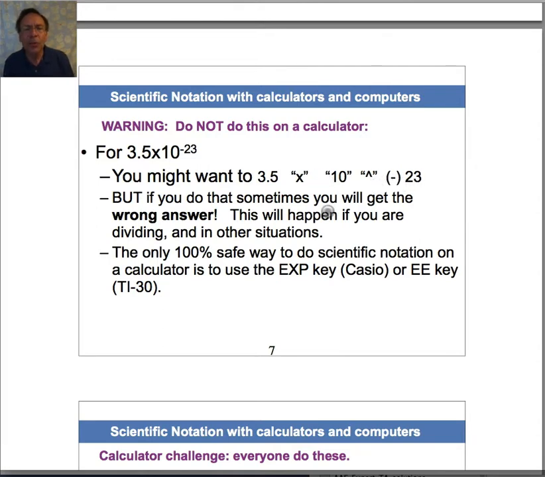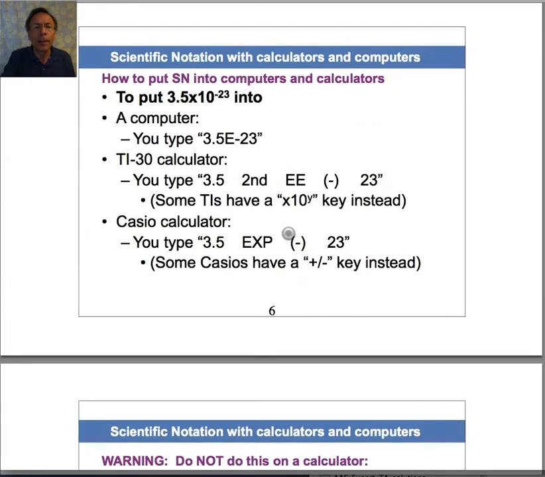This will get you the right answer 75% of the time, but 25% of the time it'll get you the wrong answer. And so it is a very pernicious thing. People get into the habit because, oh, it seems to be working, let's just do that. But it'll bite you in the middle of an exam or a quiz, and so don't do it. Get into the habit of putting in numbers into your calculator the right way, which is this way.